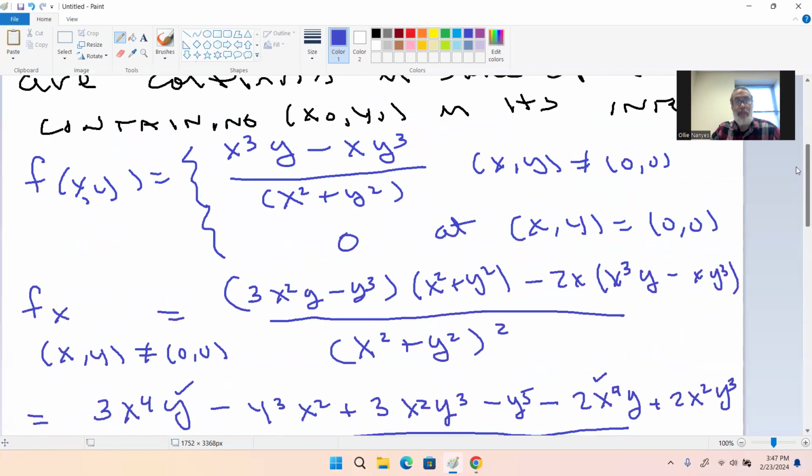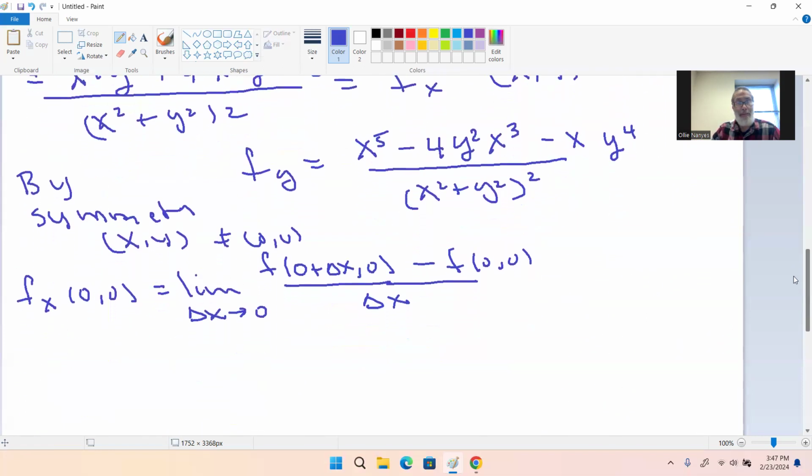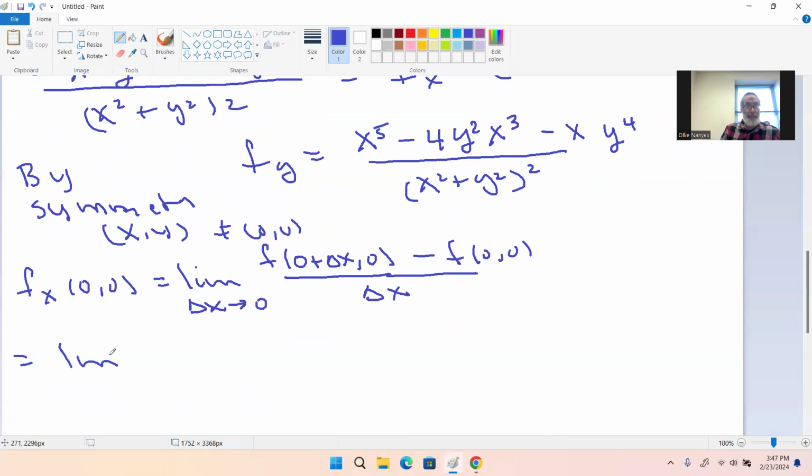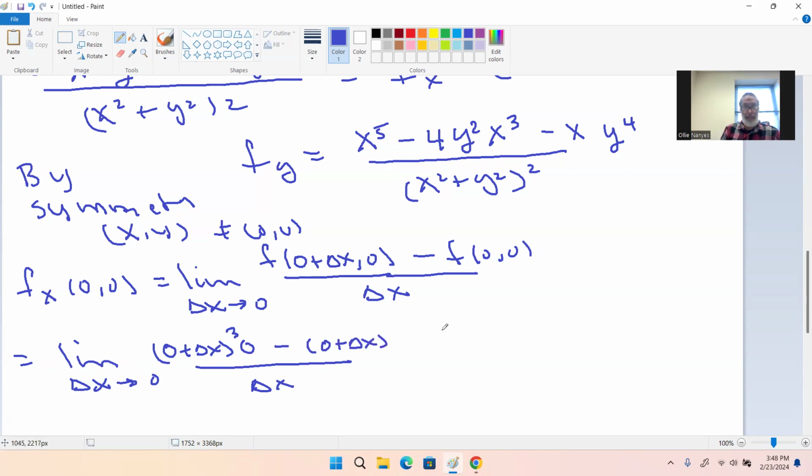And just keeping this in mind right here, this will be the limit as delta x goes to 0. And then this thing right here, 0 plus delta x. So it's 0 plus delta x cubed, y is 0, minus 0 plus delta x times 0 cubed, all divided by delta x squared plus 0 minus 0. This is in the denominator.